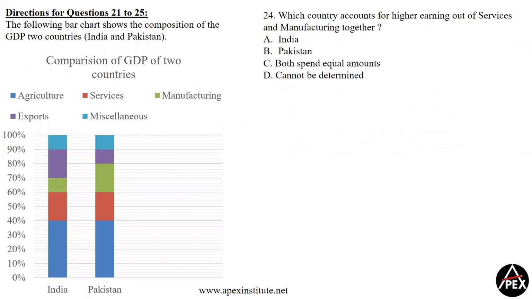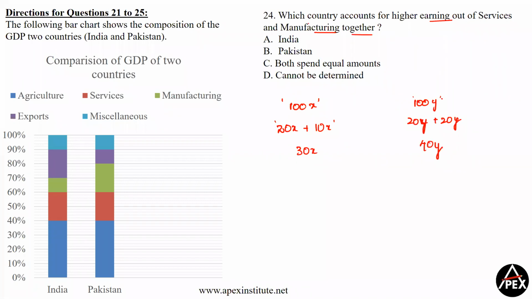Now let's check 24 and 25. Which country accounts for higher earnings out of services and manufacturing together? For example, if I consider 100x as India's total GDP and 100y as Pakistan's total GDP, services and manufacturing together will be 20x plus manufacturing, which is 10x. Whereas for Pakistan it will be 20y plus 20y. So we have 30x here and 40y here.